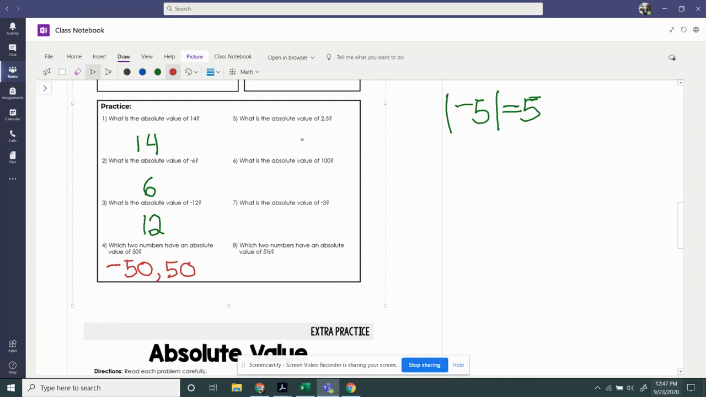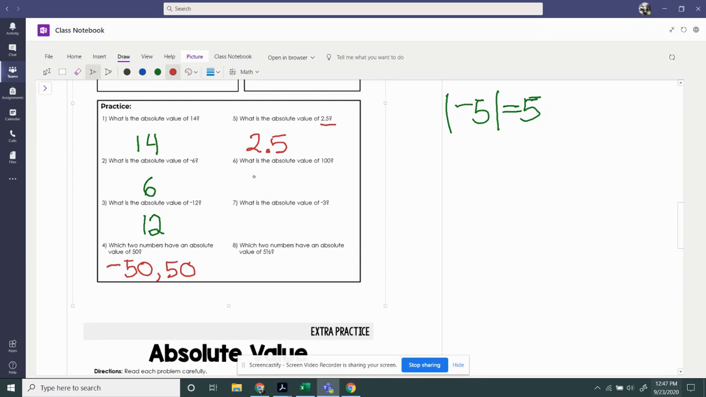Okay, students, how did you do? Let's check your work. We are asked what is the absolute value of 2.5? And yes, absolute value can be numbers that are not integers. They can be decimals, they can be fractions. So the absolute value of 2.5, we're talking about distance from 0 on the number line. So it would be 2.5 units.